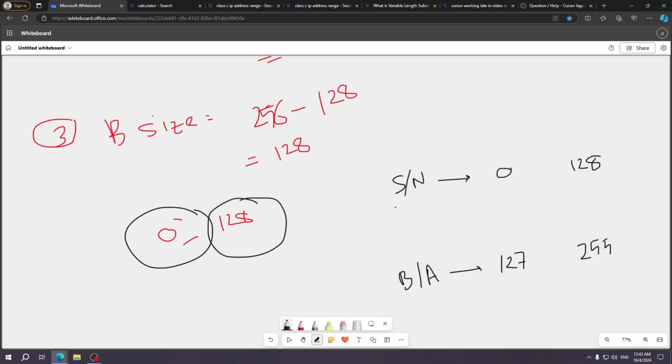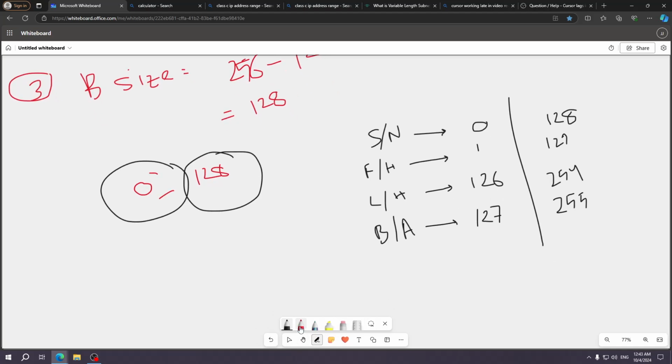So now we want to organize the table with the first host and last host. What is the first host? The first host will be 1, and the last host will be before 127, so it will be 126. And what will be the first host of the second subnet? 129, and the last is 254. So this is the subnetting of class C IP addressing.